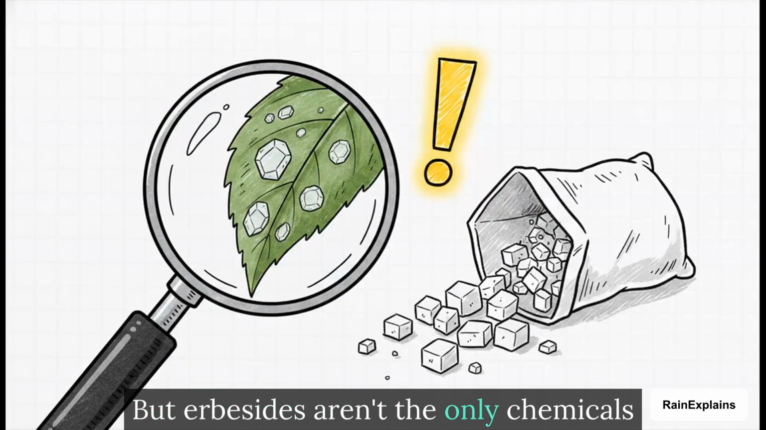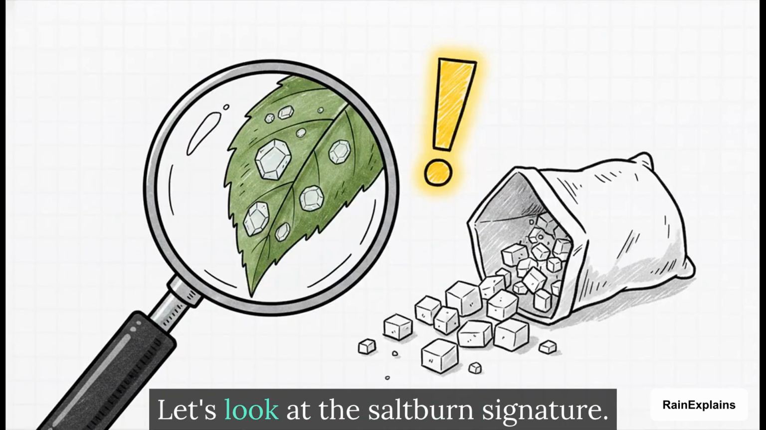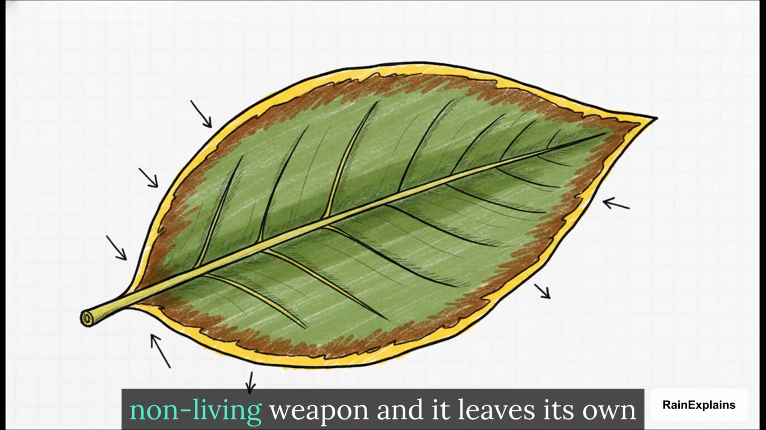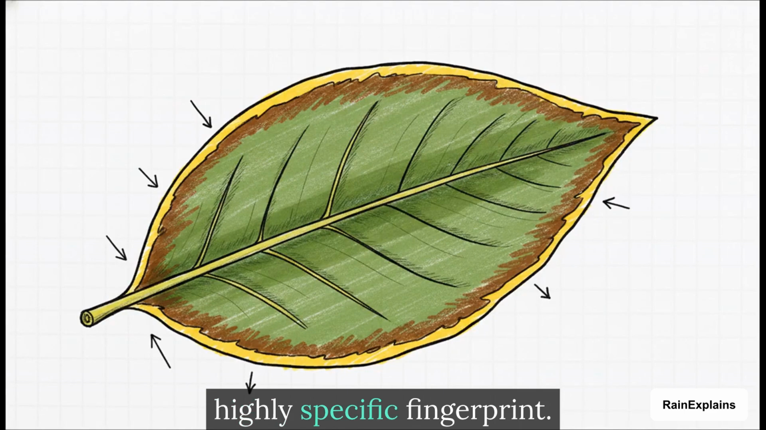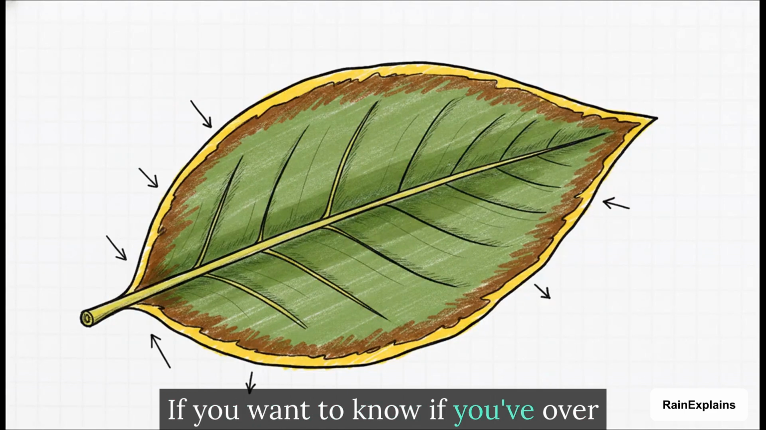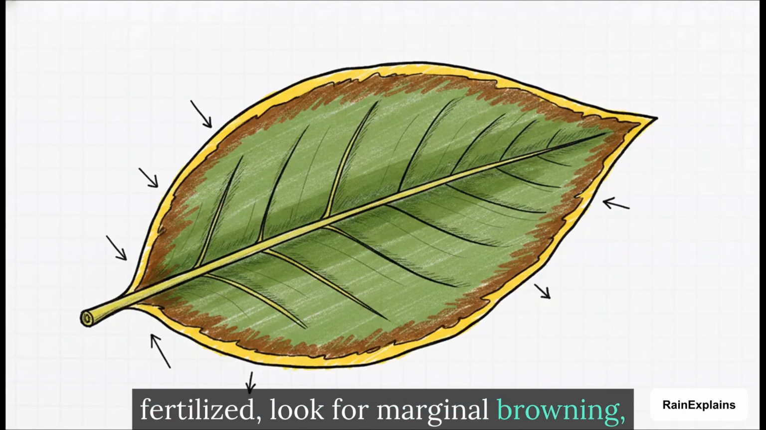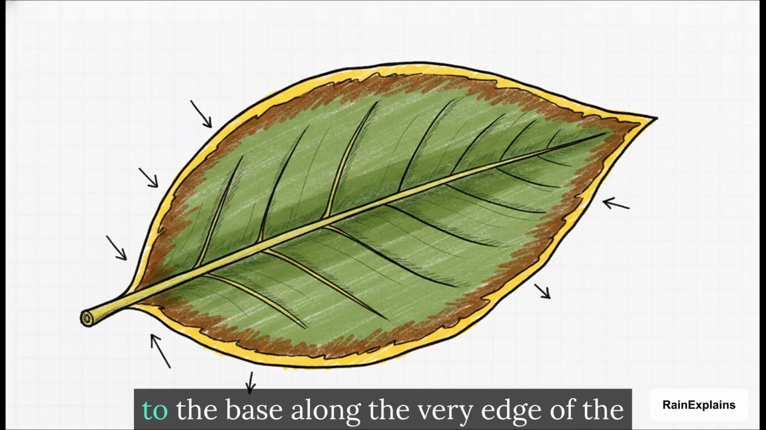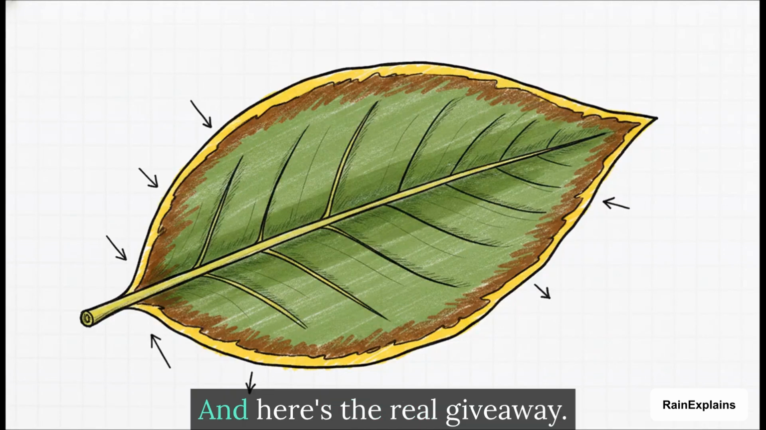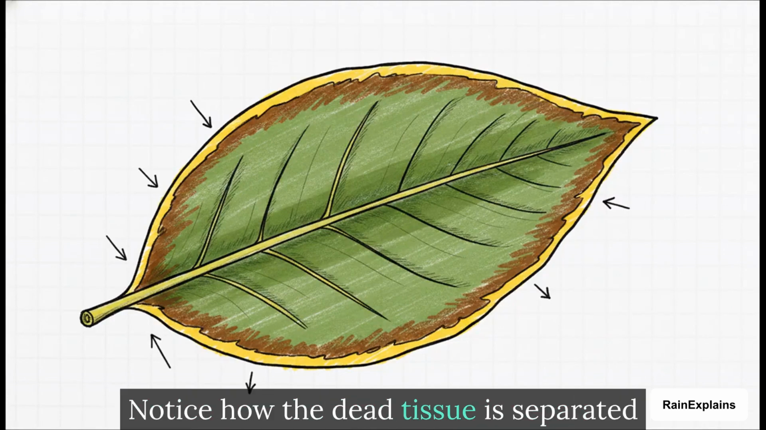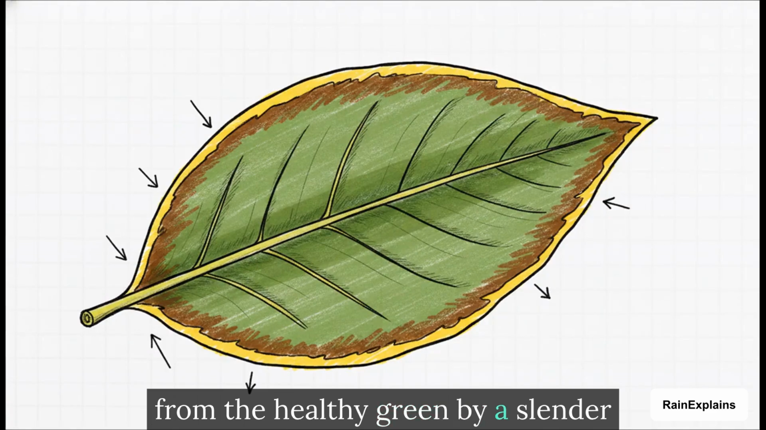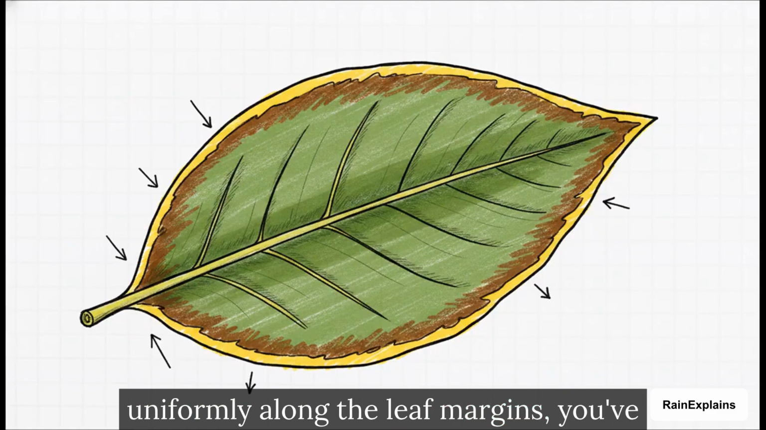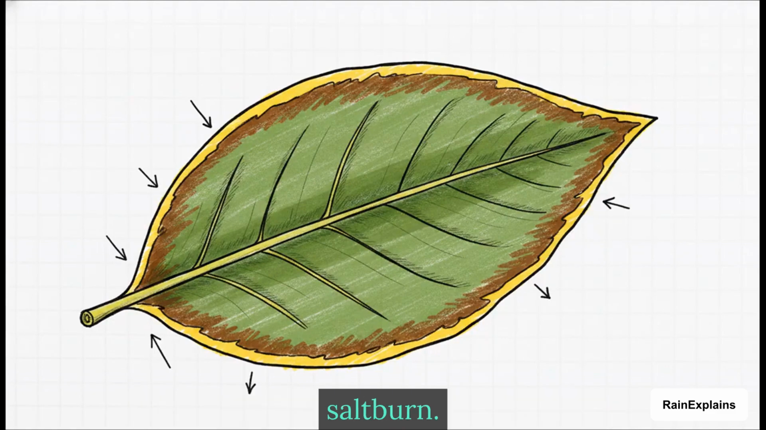But herbicides aren't the only chemicals causing chaos. Let's look at the salt burn signature. Excess fertilizer salt is a super common non-living weapon, and it leaves its own highly specific fingerprint. If you want to know if you've over-fertilized, look for marginal browning, also known as necrosis, that begins right at the leaf tip and proceeds down to the base along the very edge of the leaf. And here's the real giveaway. Notice how the dead tissue is separated from the healthy green by a slender yellow halo. If you see that pattern marching uniformly along the leaf margins, you've officially found the calling card of salt burn.